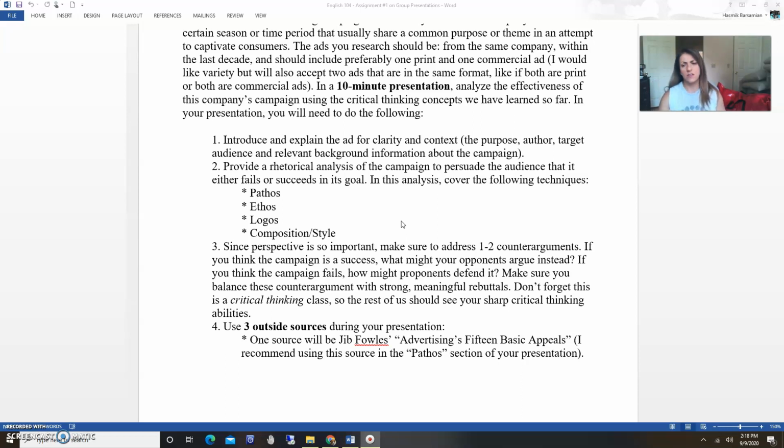So the purpose, the author, that would be the company releasing the campaign. The target audience might vary. The worst thing that you can say in your presentation is that the target audience is everyone. Oh my gosh, that is going to be frustrating. There is no target audience that's everyone. That would be a very, very weak marketing strategy for a company to use. It's not going to be everyone. It has a target audience.